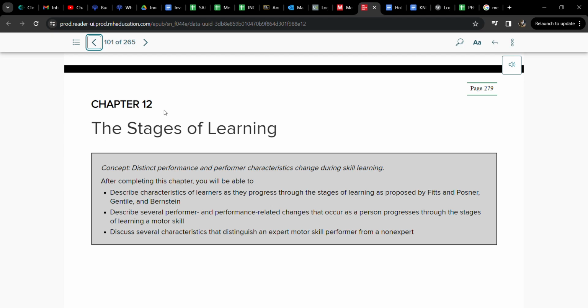All right, next we're going to work through the stages of learning. We're going to cover a lot of different topics in regards to the stages of learning, so don't feel too intimidated. I'm going to highlight the things that you need to focus on as I normally do. So let's jump right into it.